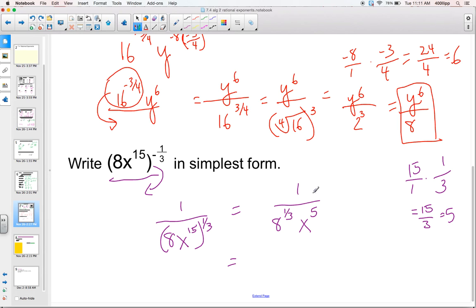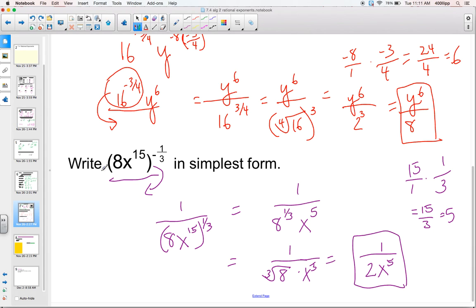Okay, and then we can do 8 to the 1/3. We use power over root again. That's the cube root of 8 times x to the 5th. And then we take the cube root of 8. Cube root of 8 is a 2. And then we bring down our x to the 5th. And that's it.